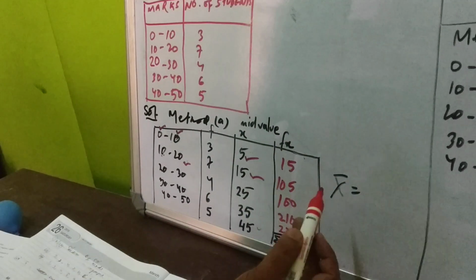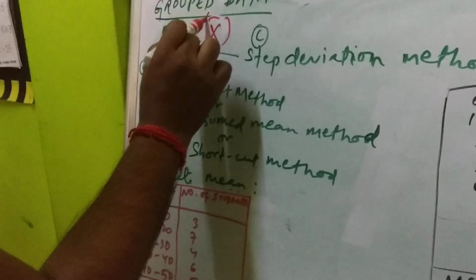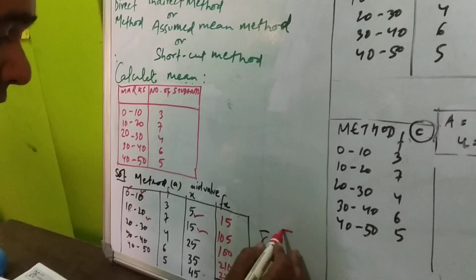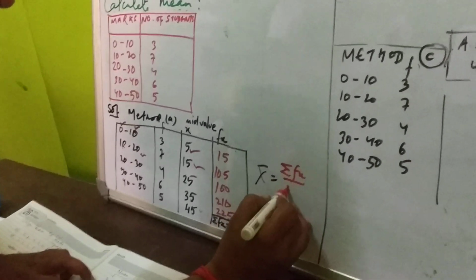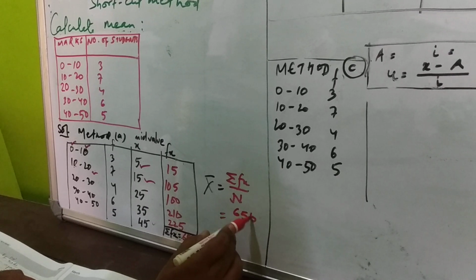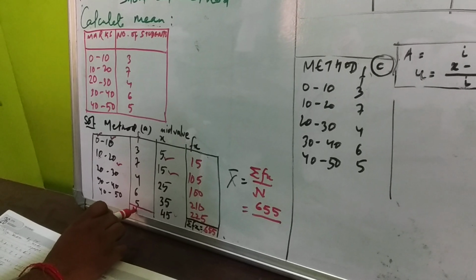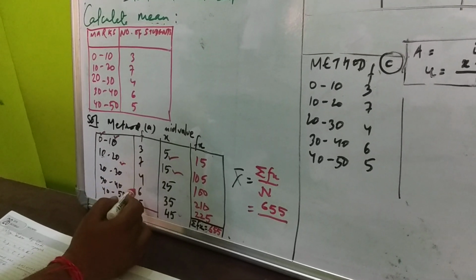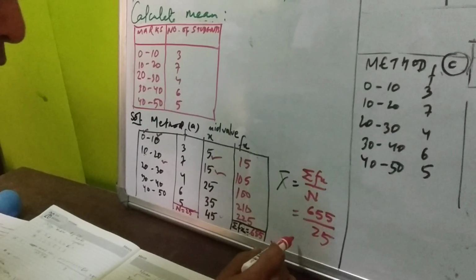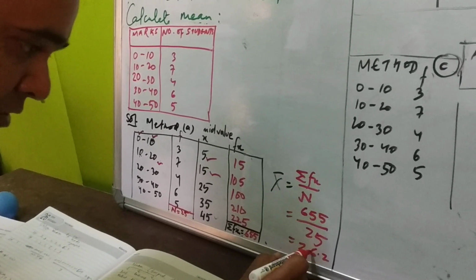So now this is the symbol for mean. Do remember that this mean is represented by the symbol x bar. So the formula of mean by the first method is sigma fx by n, that is equal to sigma fx, here it is 655, by n, where n is the sum of frequency. So the sum of frequency: 3 plus 7 is 10, plus 4 is 14, plus 6 is 20, plus 5 is 25. So here I am taking 25. Now you know how to cancel this. As you cancel and simplify, you are going to get 26.2 as your answer.